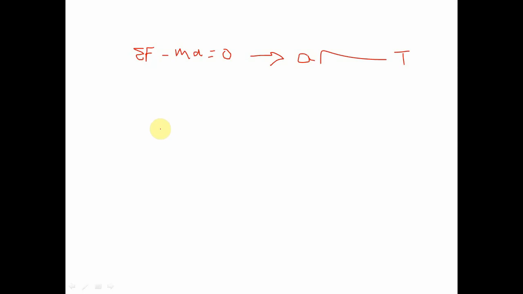Then next one we have seen, the work energy principle, and the mathematical equation for the work energy principle is summation F into S, that is total work done, is equal to change in kinetic energy, that is half mv square minus half mu square. Such type of problem is used if we are asked to find either displacement or velocity.